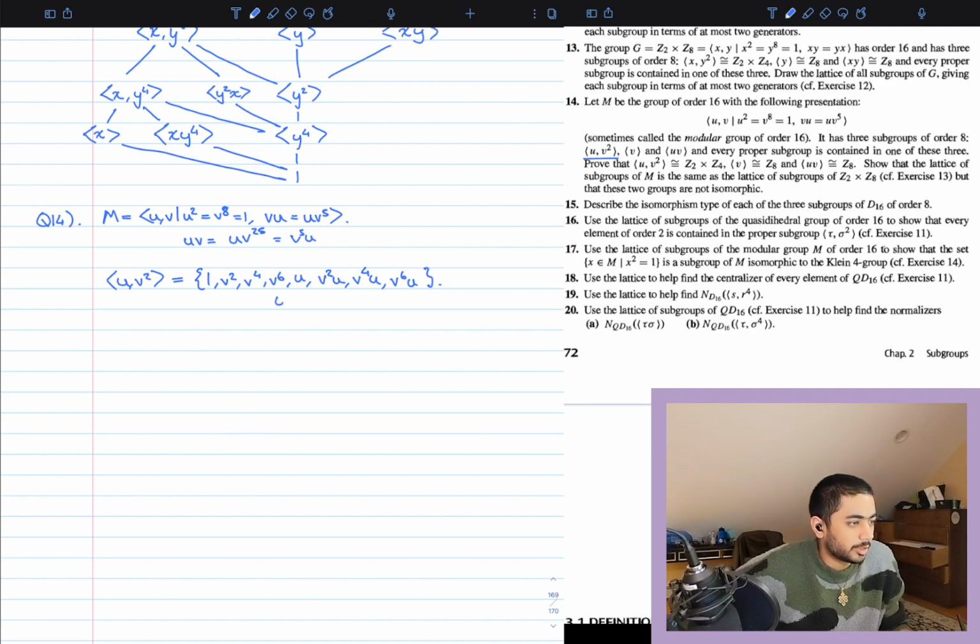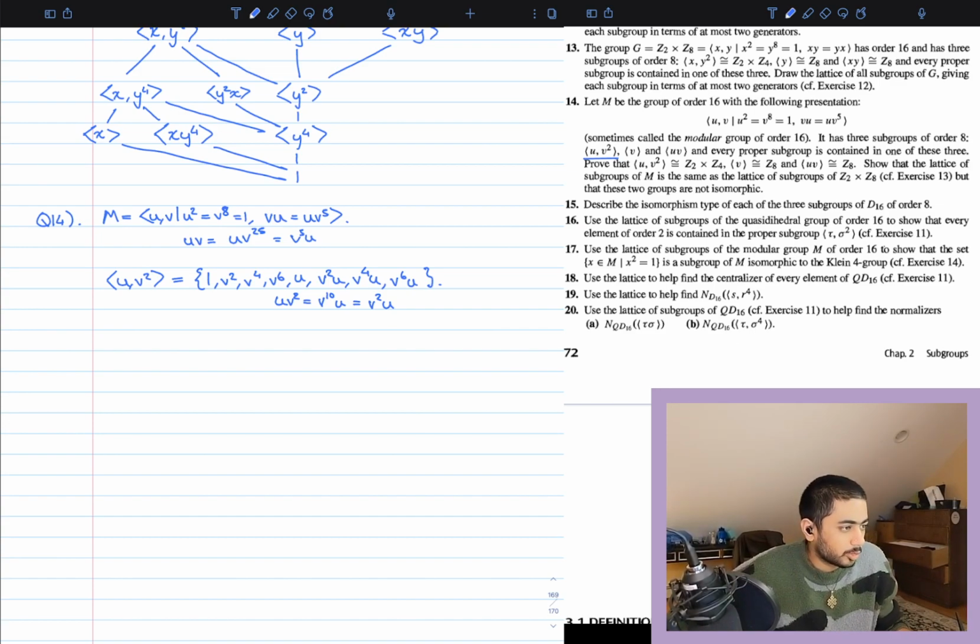Now, we need to make sure that swapping these orders doesn't take you out of the group. So let's say we had uv squared. What does that come out to? Well, we know we can swap them like this. So it should come out to v to the 10u, which is just v squared u. So swapping the order brings you back here. That's interesting. So u and v squared commute apparently.